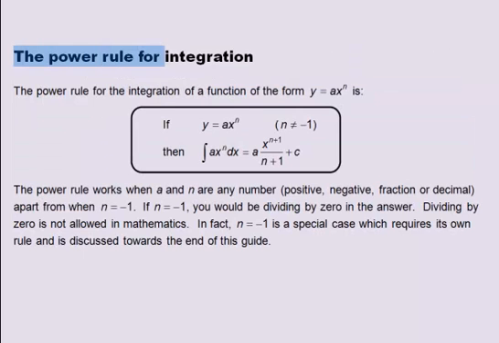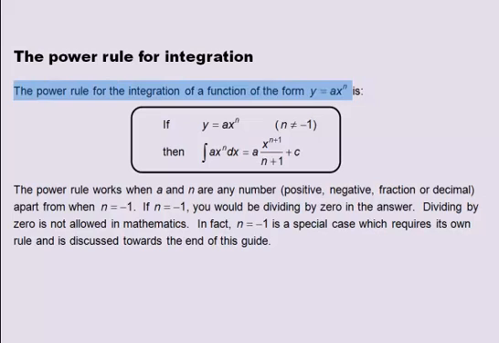The power rule for integration. The power rule for the integration of a function of the form y equals ax to the n is: if y equals ax to the power n, and n does not equal minus 1, then the integral of ax to the power n with respect to x equals a multiplied by x to the power n plus 1 divided by n plus 1, plus c.